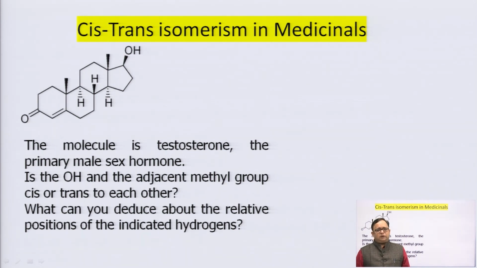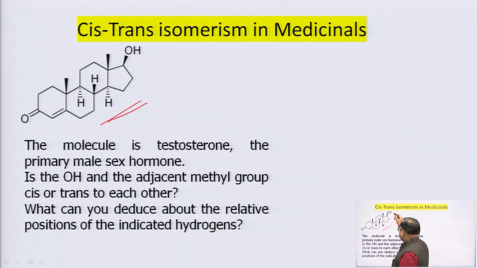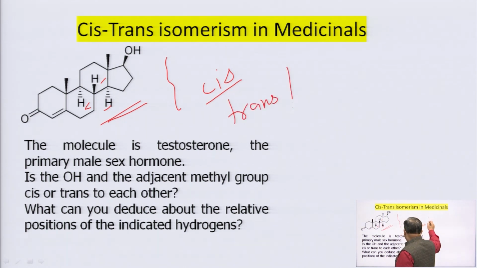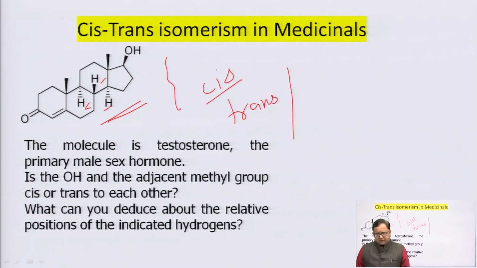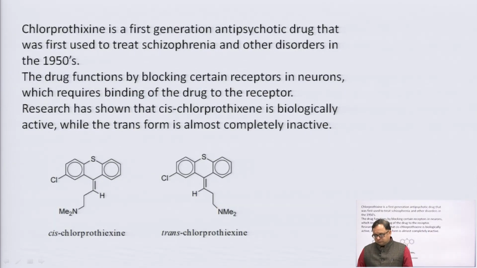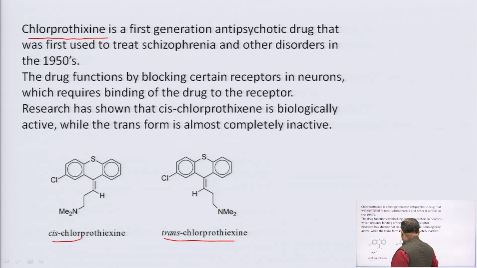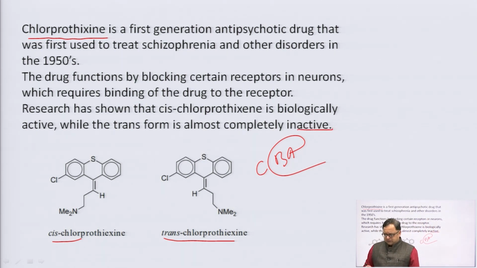And this is one more example where you can also practice. This is the structure of testosterone. Here you can recognize whether the OH group, methyl groups or different hydrogen substituents represent cis or trans isomerism. This is one example of cis-trans isomerism present in medicinal compounds. Chlorprothixene is one more drug that also exists in cis and trans forms, and there is a vast difference in the biological activity between these isomers.